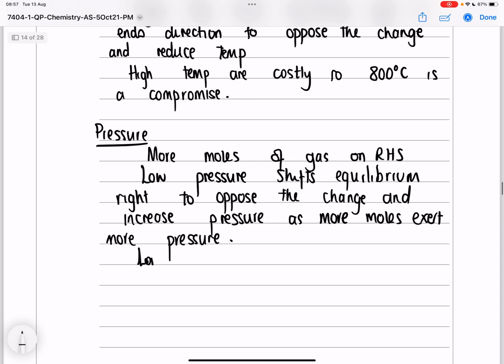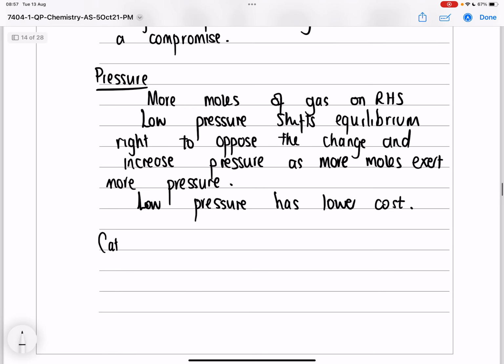Also, low pressure has a lower cost. So that's good. And then lastly, we've got a catalyst.